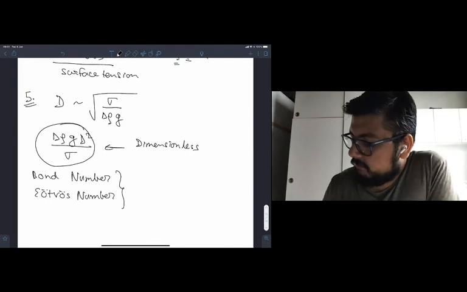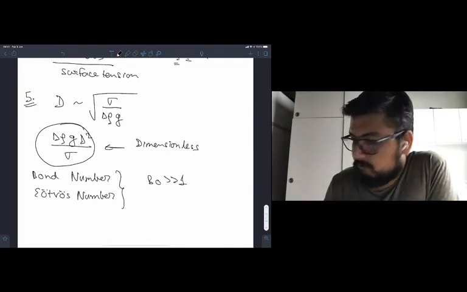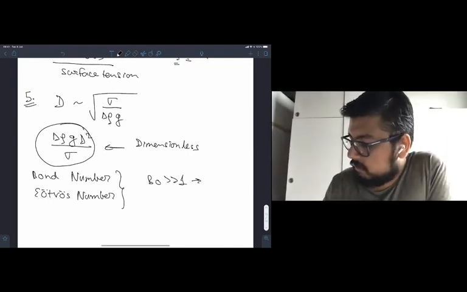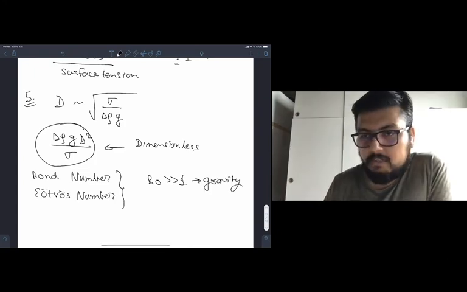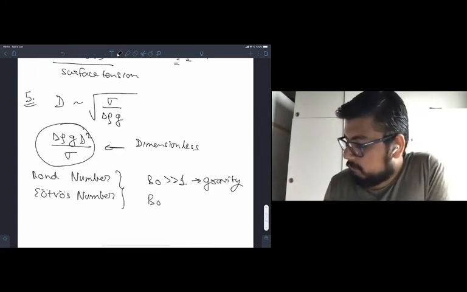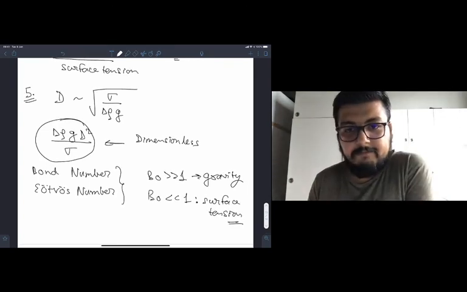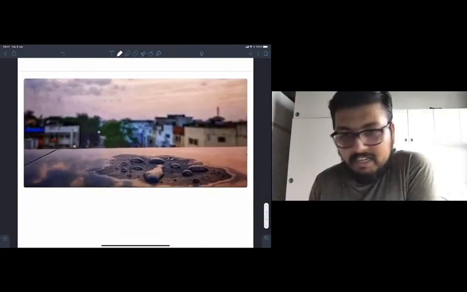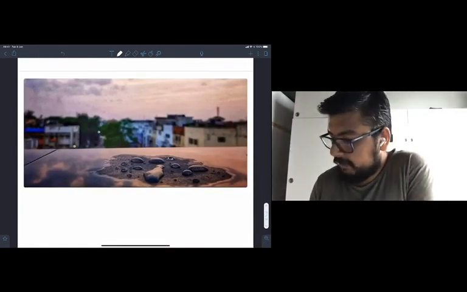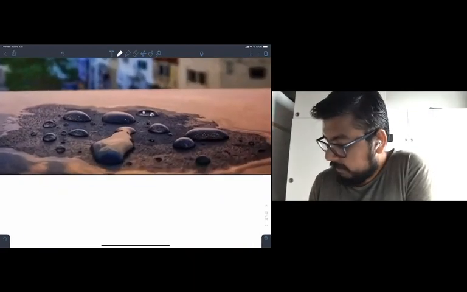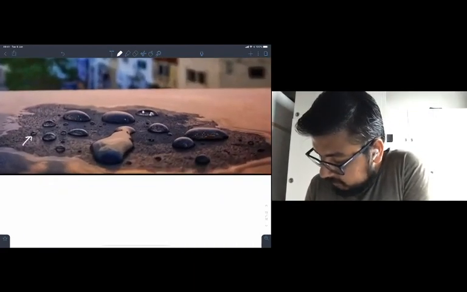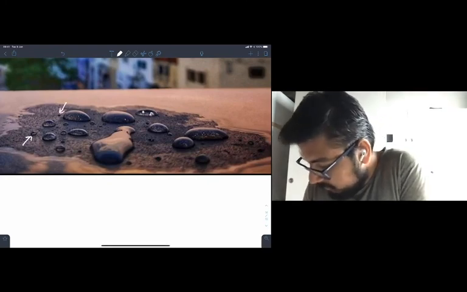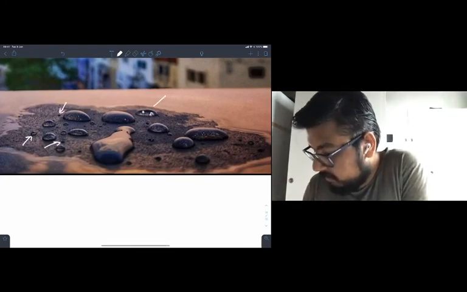But what it does is that if this Bond number is way bigger than 1, then we have a case which is gravity dominated, so gravity or buoyancy dominated. And if this Bond number is way smaller than 1, then we have a case which is dominated by surface tension. In fact, another place where this Bond number is relevant is immediately after a rainfall. So immediately after rainfall, you might see a picture like this, where you can identify some really tiny droplets. So this one, maybe this one, or even these.